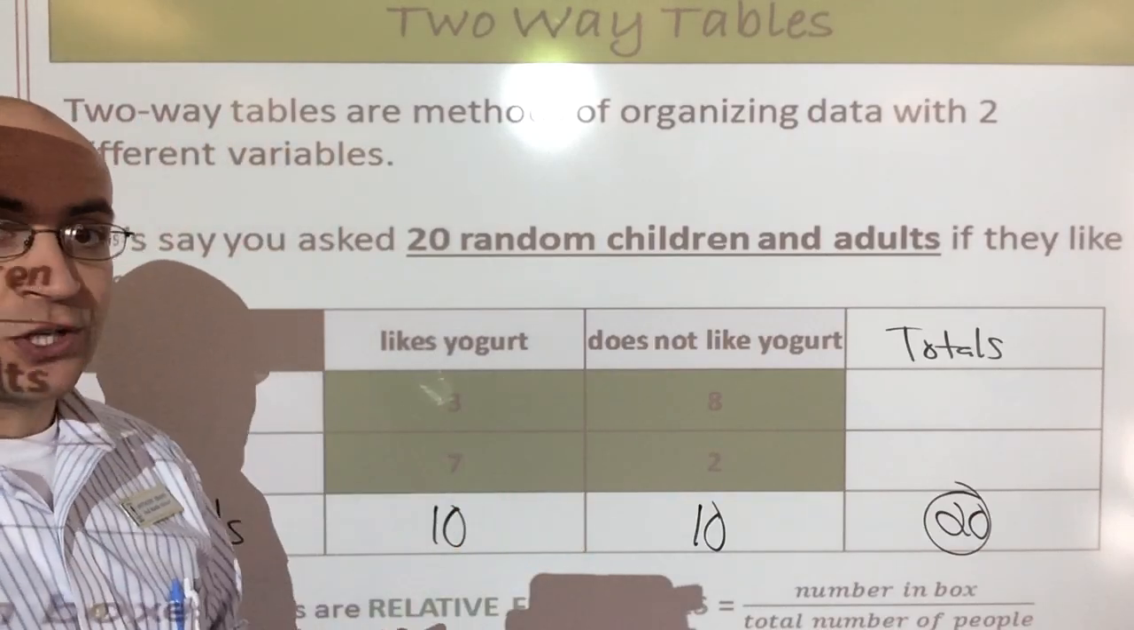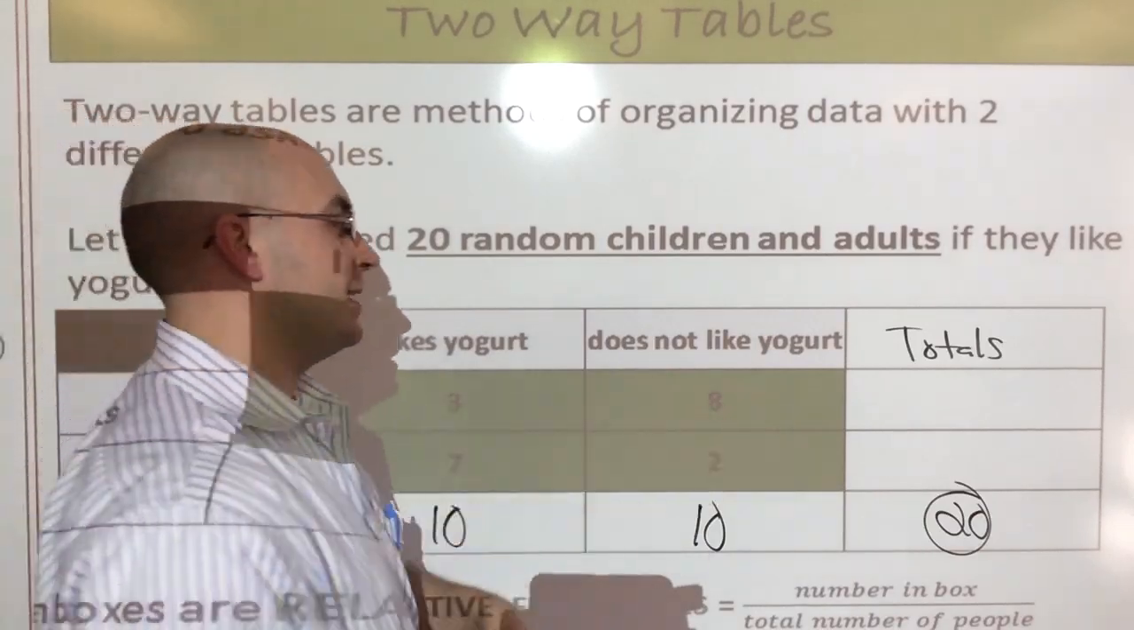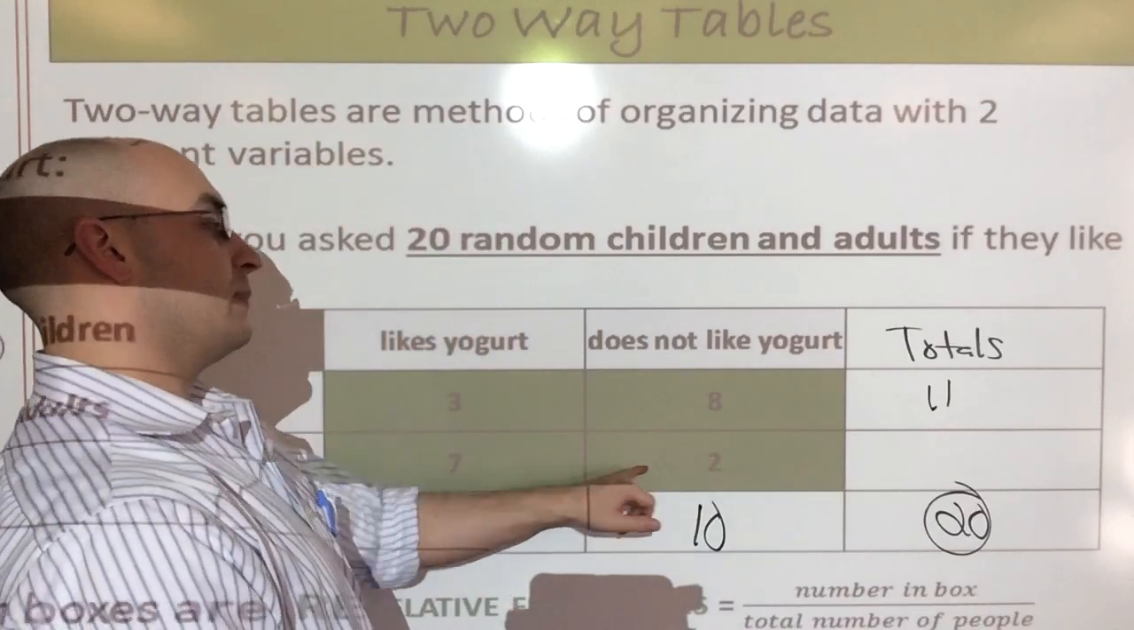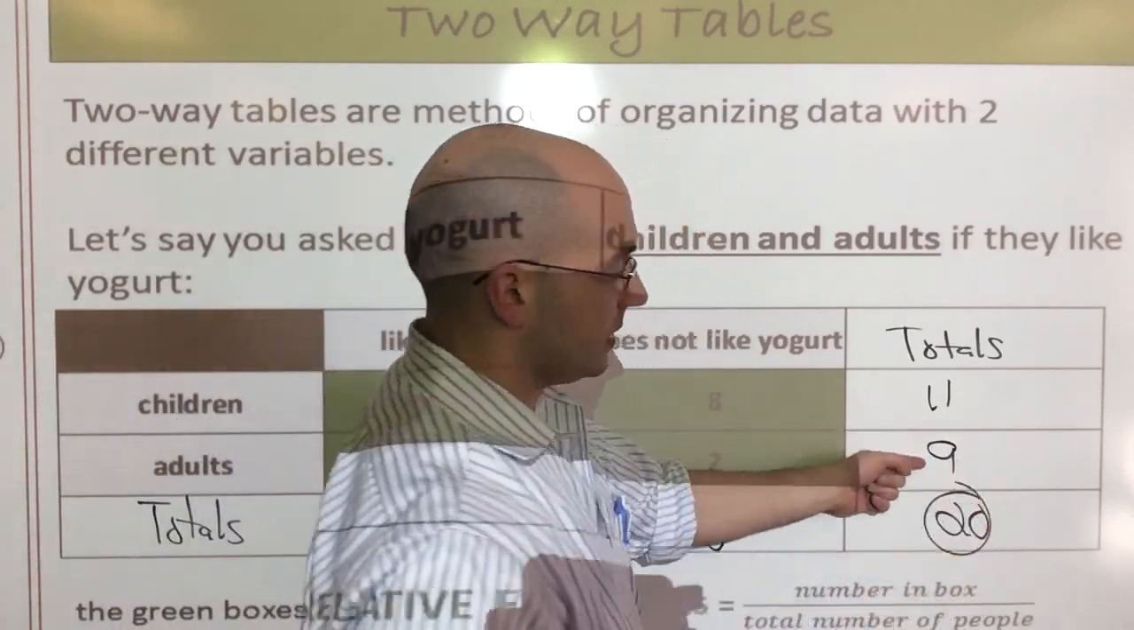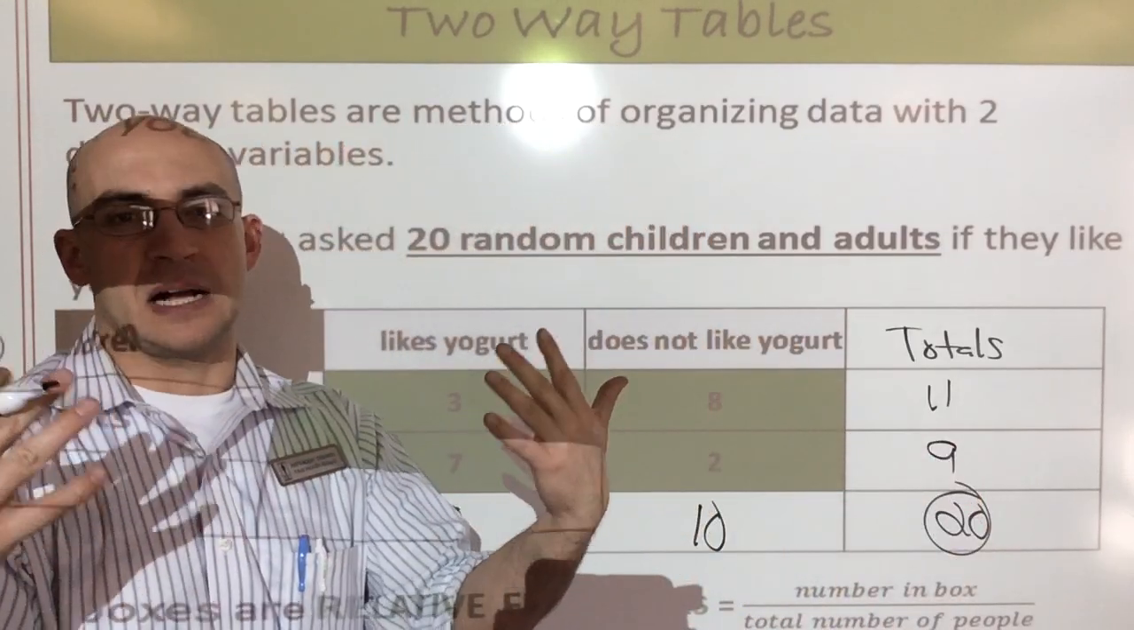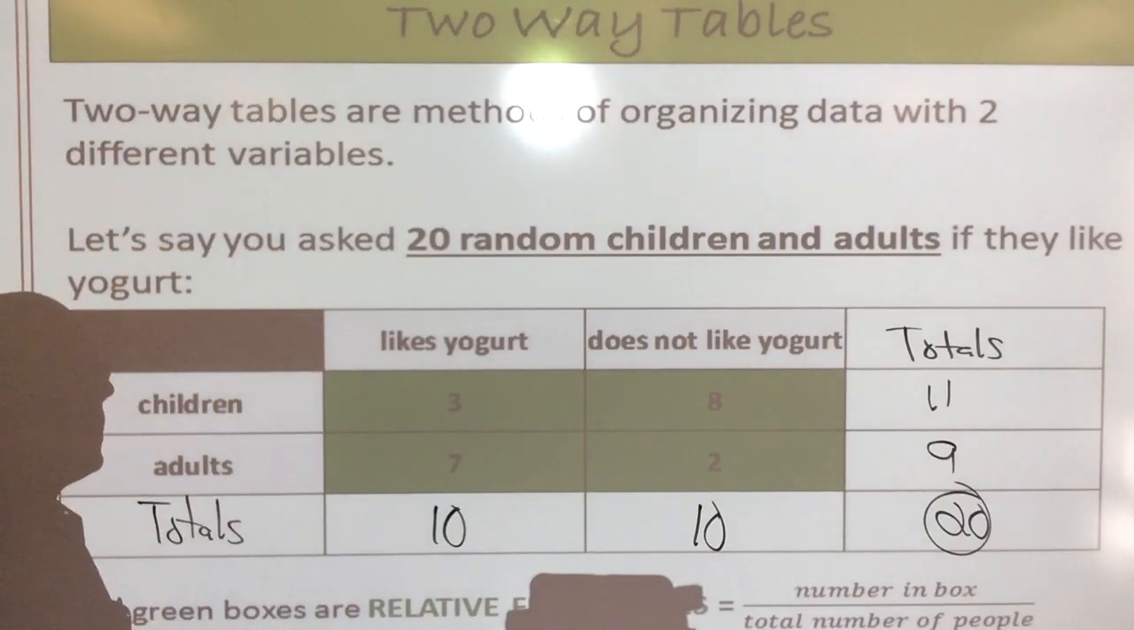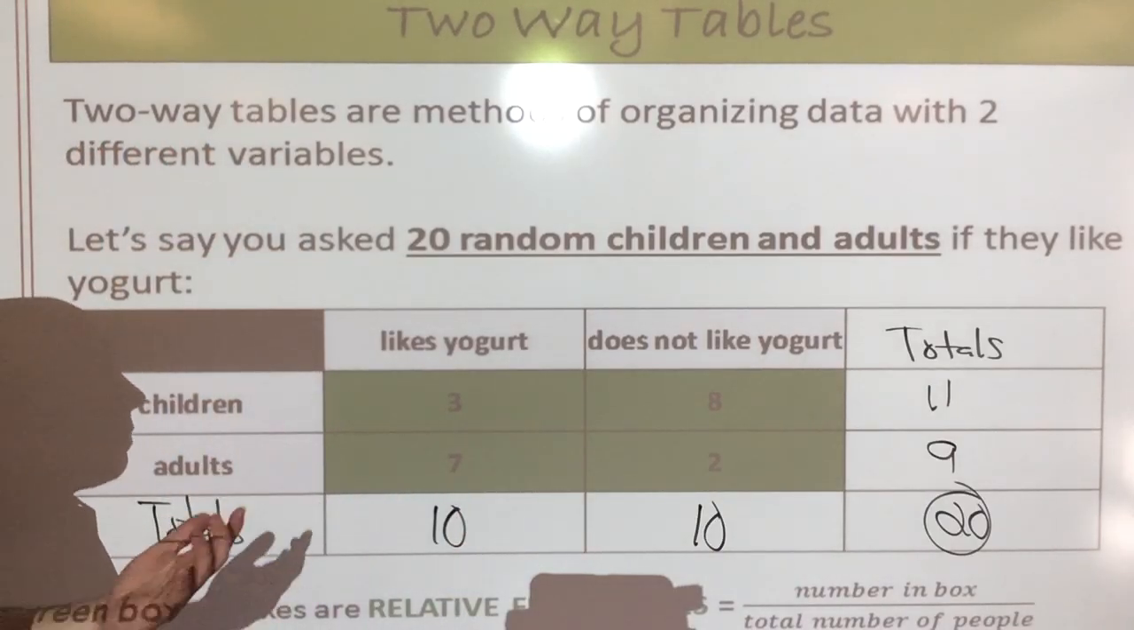So let's add across to make sure that it is actually 20. 3 plus 8 is 11, and 7 plus 2 is 9, and 11 plus 9 is 20. So these have to interlock. They all have to fit. It all has to be the same amount. So now I have 20. So what do I do now?